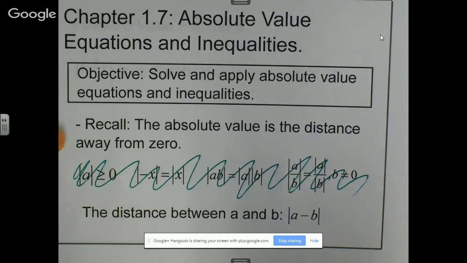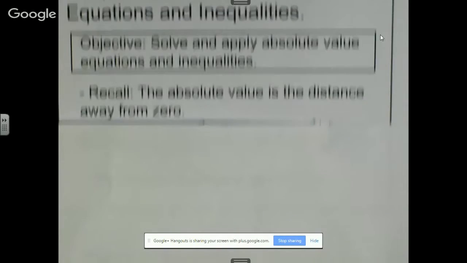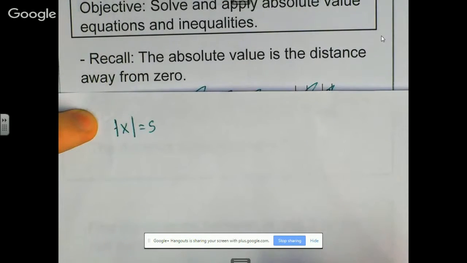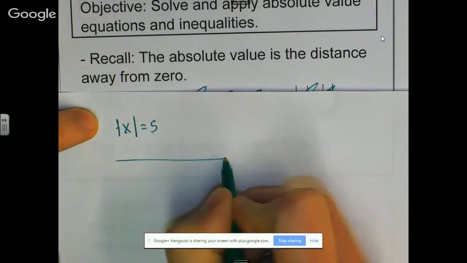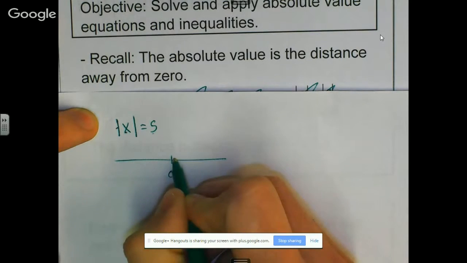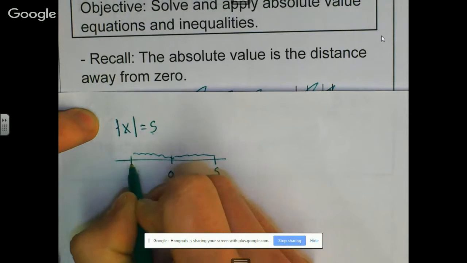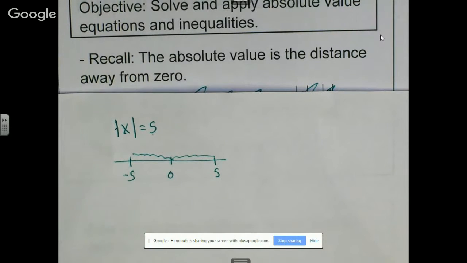But recall that the absolute value is the distance away from zero. So if we just look at something basic like the absolute value of x equals 5, I want to know what two numbers are 5 units away from zero. So if we have zero, what number is 5 units this way and what number is 5 units this way? Well, that's pretty easy because we know that 5 units that way is 5 and 5 units this way is negative 5. Okay, but this isn't the difficulty level we're going to look at.